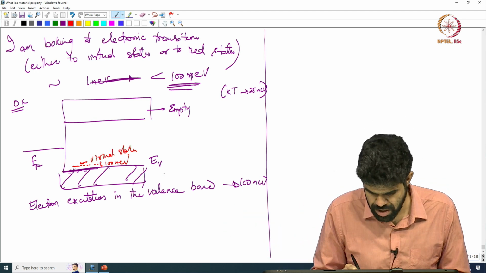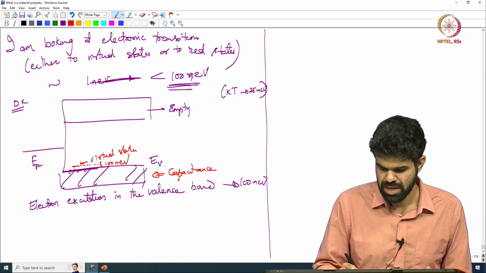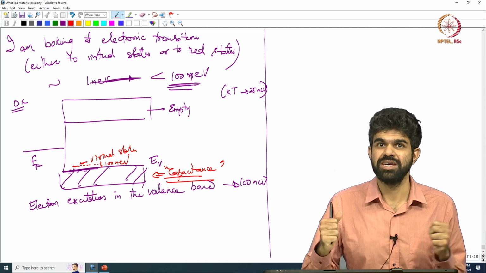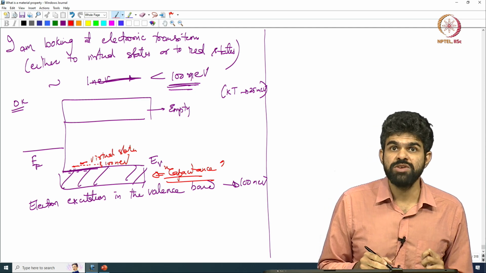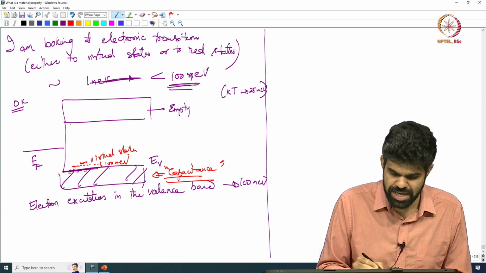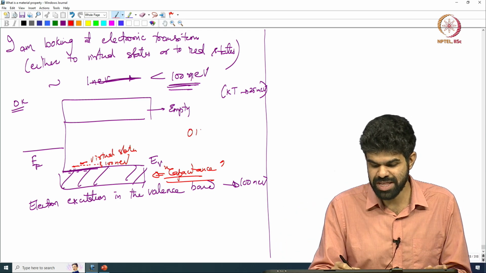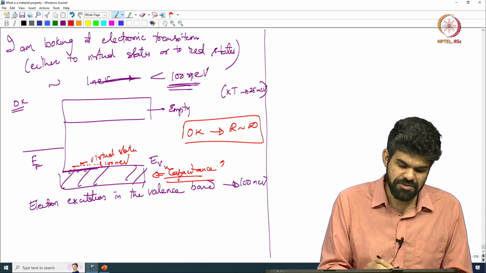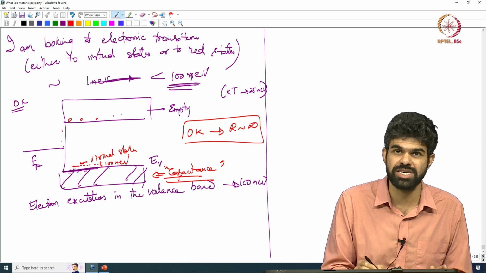So, the capacitance tells me about this excitation and de-excitation process, or how much energy I am storing. All these are related to each other. However, if I want to measure resistance, let me do the resistance measurement at some finite temperature, because at 0 Kelvin the resistance is infinity for this semiconductor.